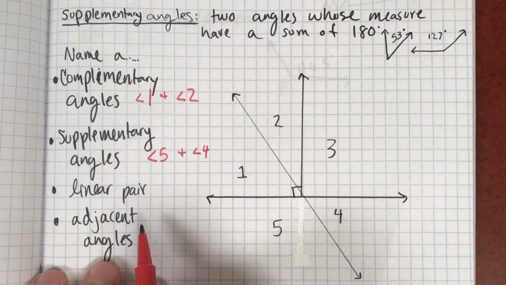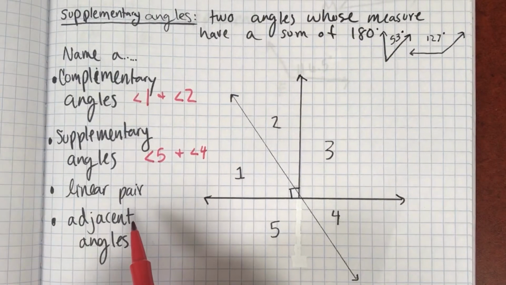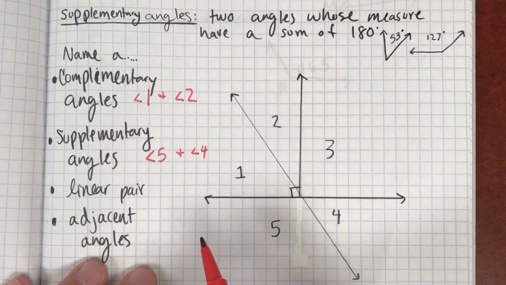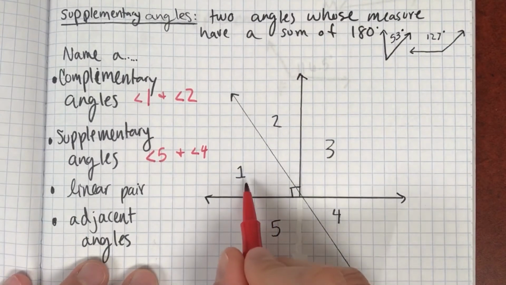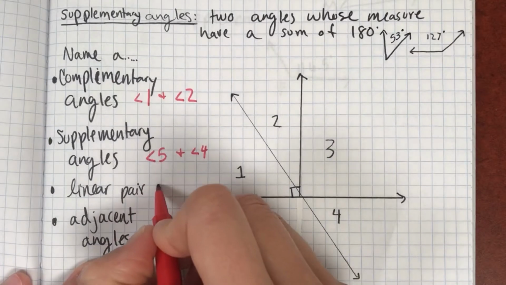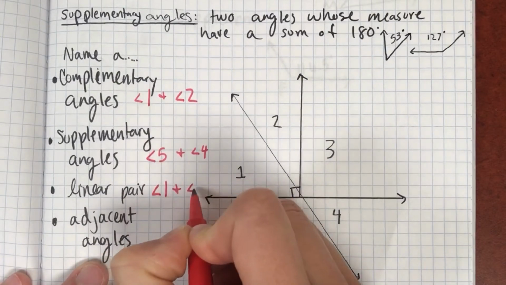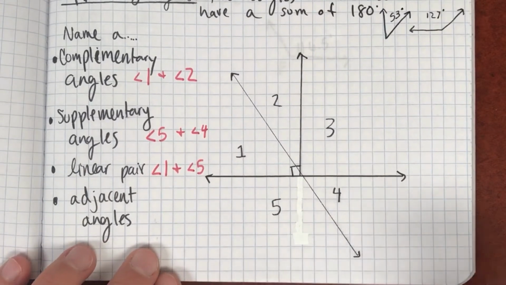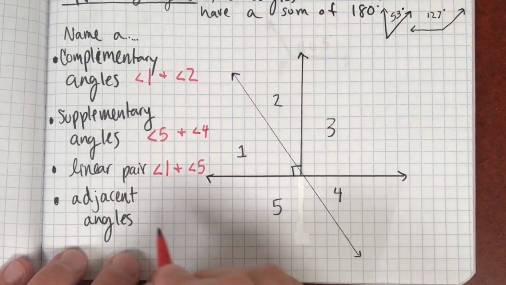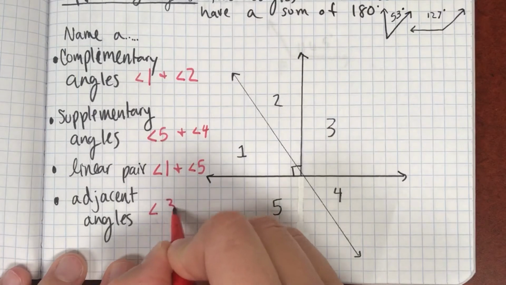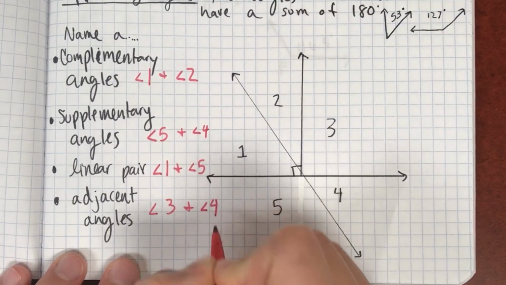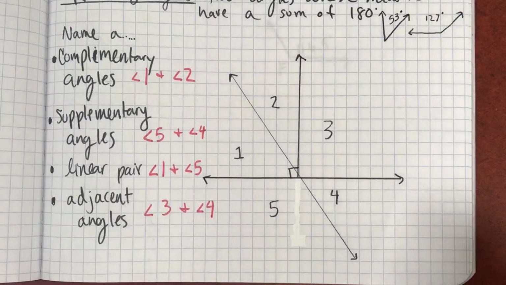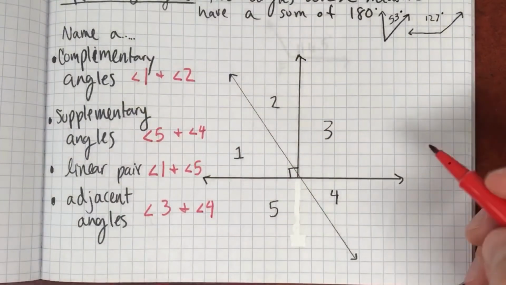Okay, a linear pair. Again, for a linear pair, we could have angles, or let's change it up. We could have angles 1 and 5. And any adjacent angles, angles 3 and 4. And of course, these are just some examples. There are more examples for each one, but those are just a few.